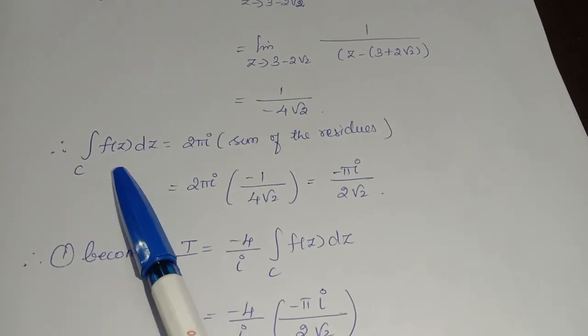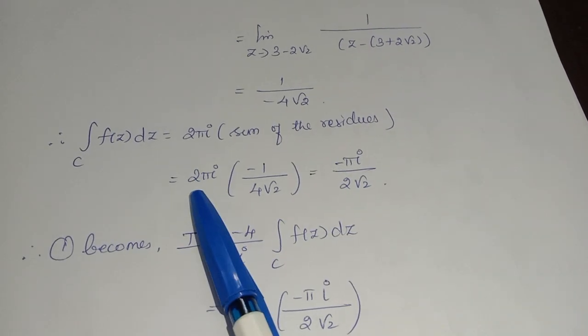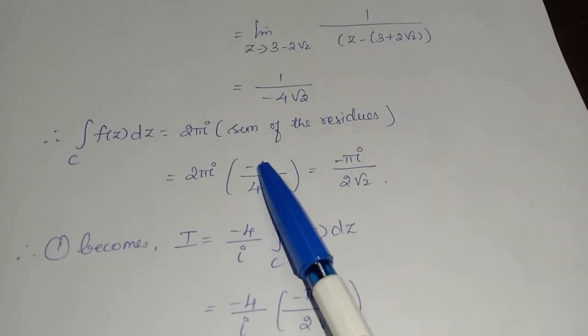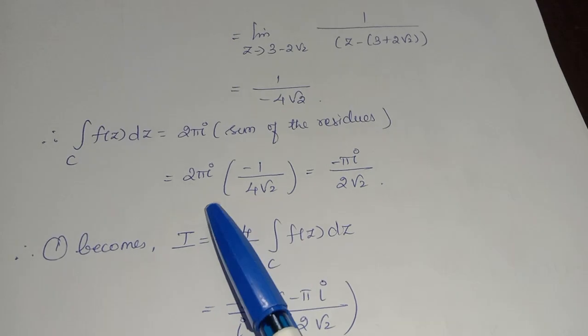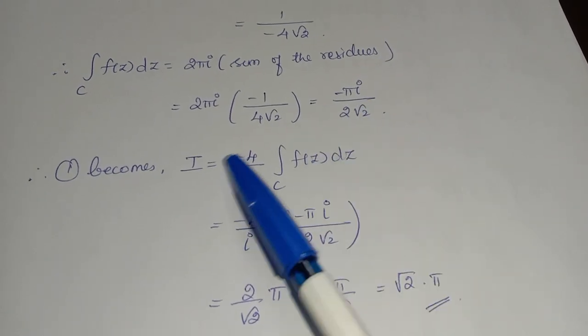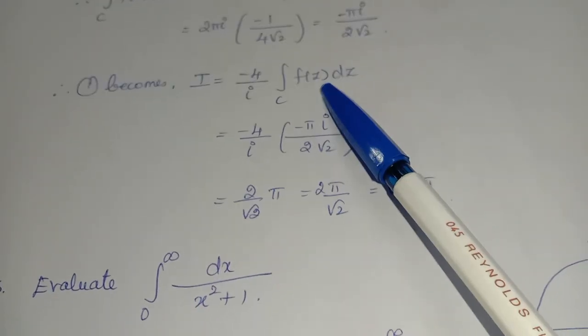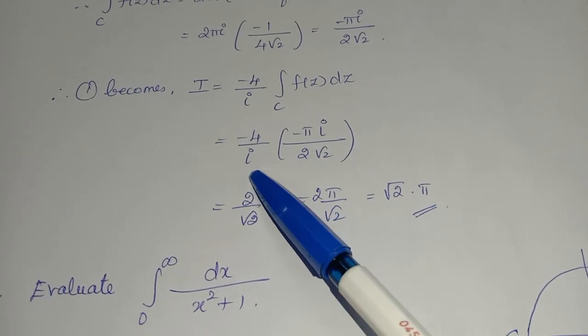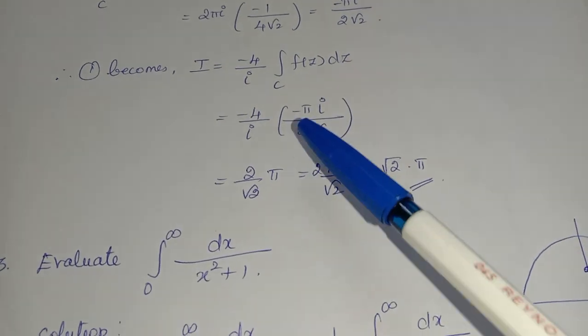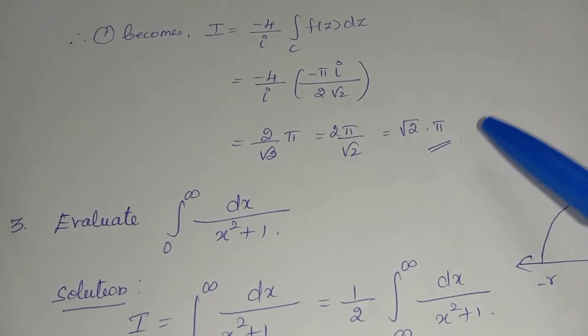The formula is integral over C f of z dz equal to 2 pi i into sum of the residues. So 2 pi i into, here only one residue is there, so minus 1 by 4 root 2. So what we get, minus pi i by 2 root 2. But what is our integral I? I is equal to minus 4 by i into integral over C f of z dz. So minus 4 by i into minus pi i by 2 root 2. So finally what we get? Root 2 into pi. That's all.